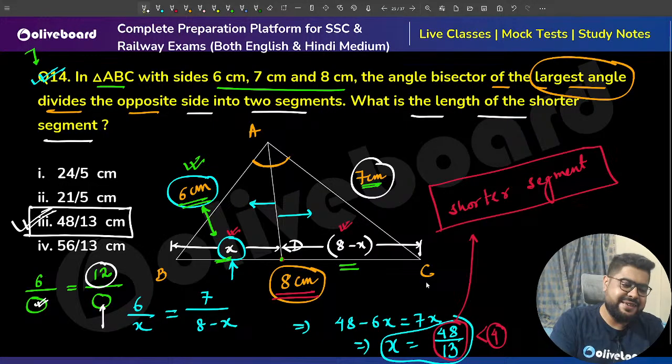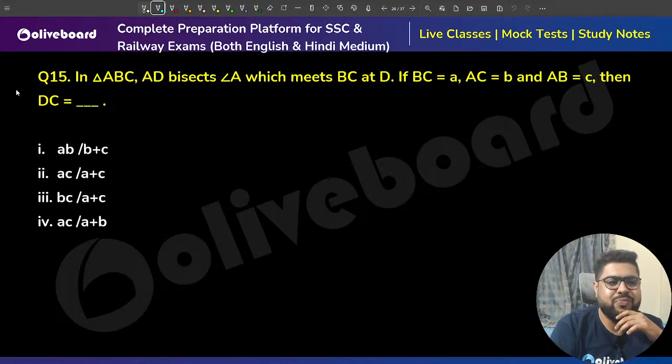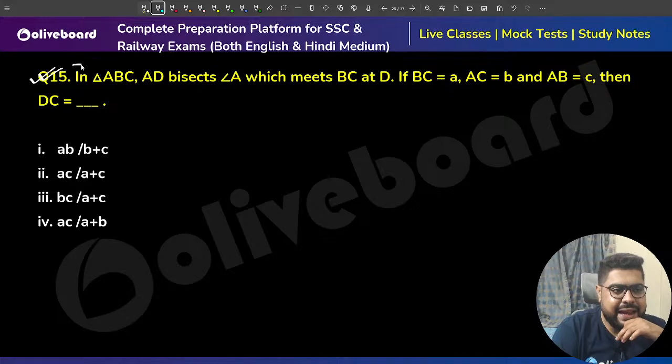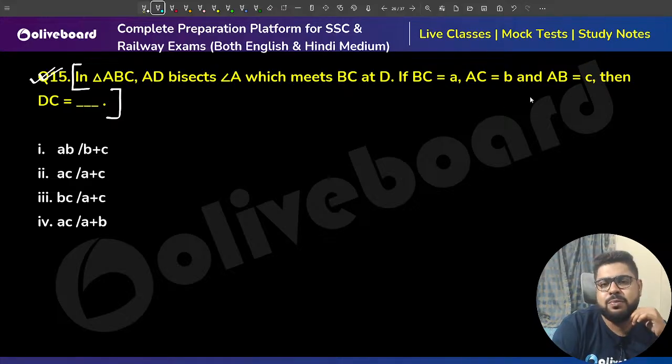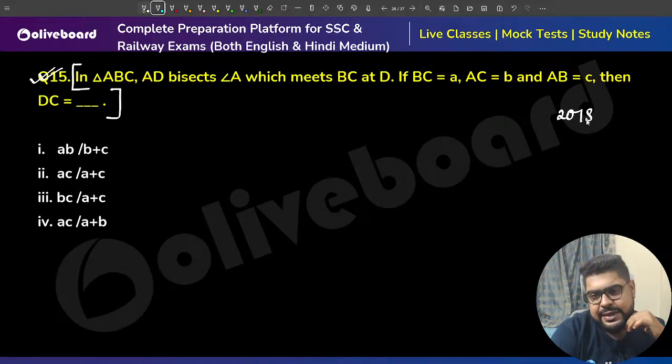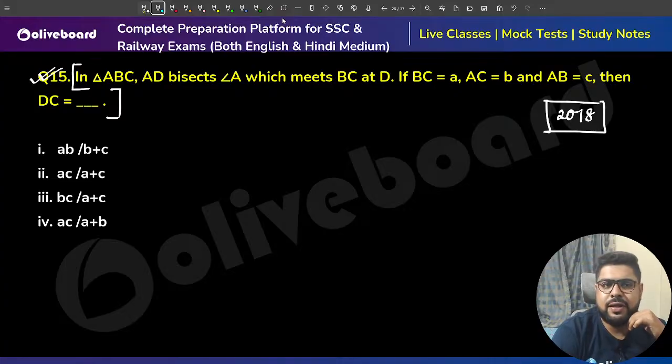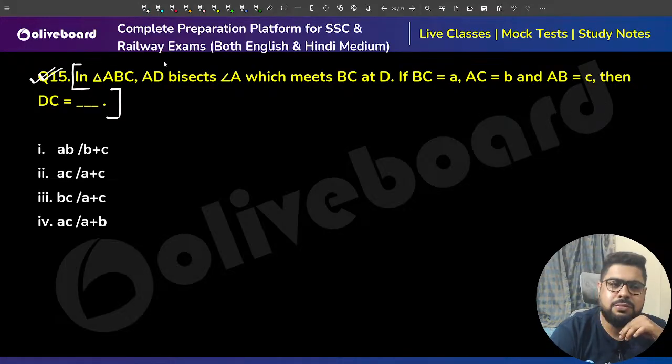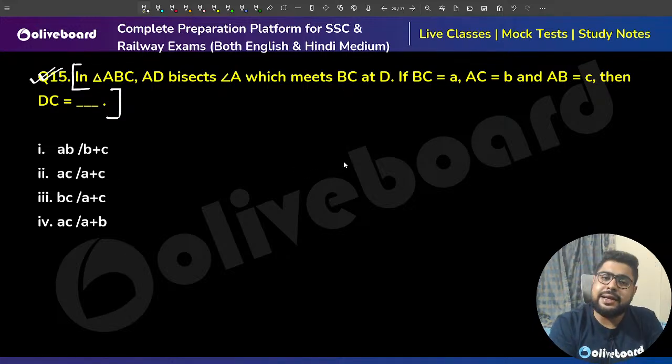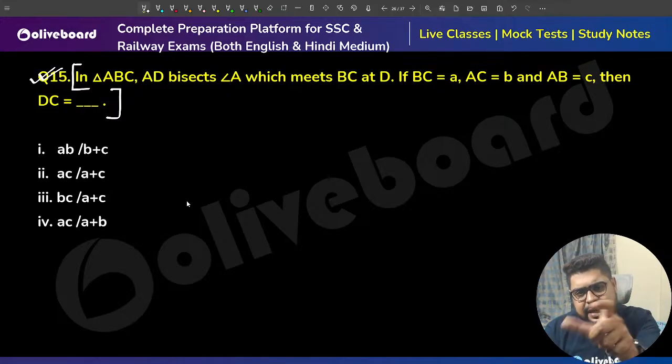Okay, next one, sir. Again, a similar question. Both are, I guess, 2018 CGL questions, most probably. In two different shifts, they had asked two different questions, but the questions were identical, meaning A, B, C were the same and they had changed the A, B, C values.